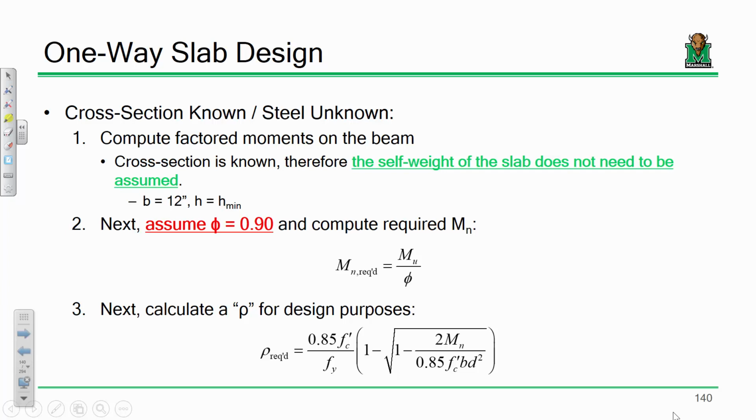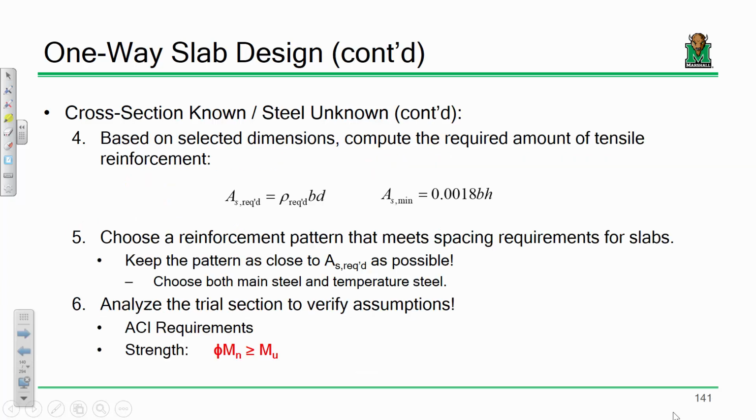Again, this is really, really easy if you understood what we just did. Now, we're going to compute the factored moments on the beam, but again, because this is a known cross-section problem, we don't need to assume the self-weight, okay? We will assume phi equals 0.9. We will need to go check that. We calculate a rho for design purposes. As is rho b d. Now, there's something new here, okay? This is a little different.